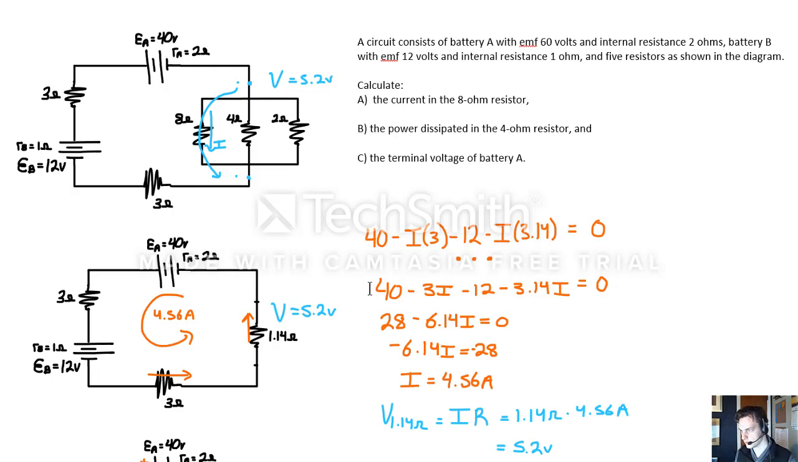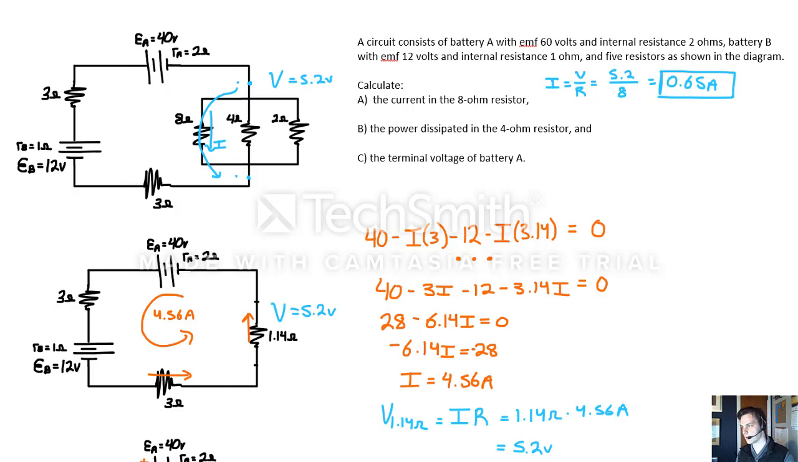That's enough information to conclude what the current in the 8 ohm resistor is, since, by Ohm's law, current is equal to V divided by R. I'll take my 5.2 volts and divide it by 8 ohms, being able to conclude that the current through the 8 ohm resistor is 0.65 amps.